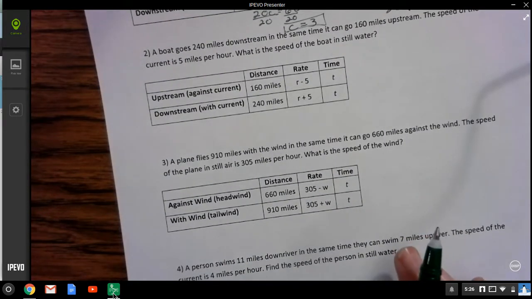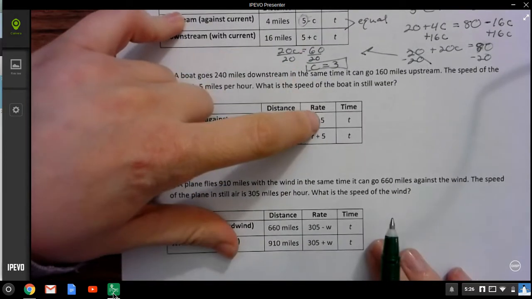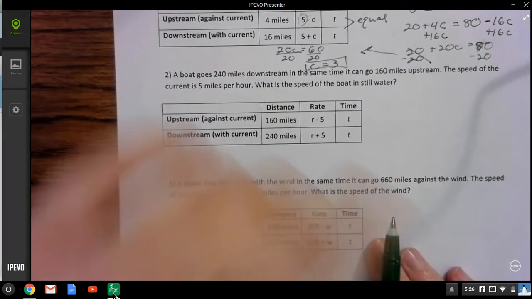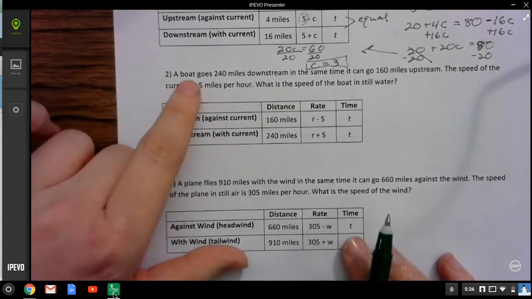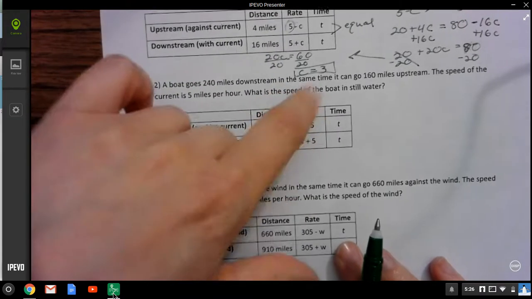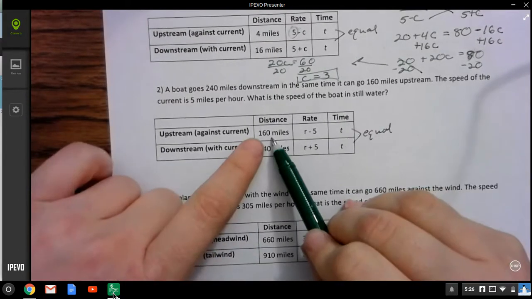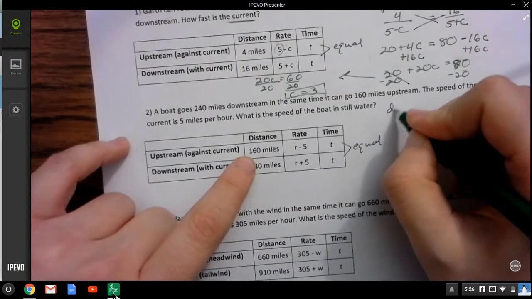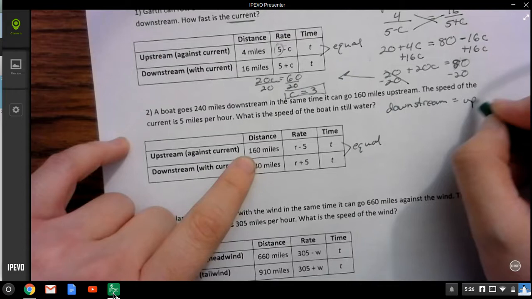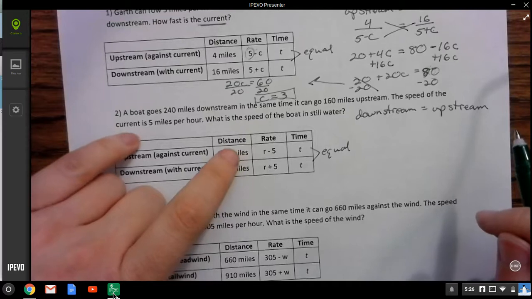All right, let's look at number 2. Kind of a similar problem, although if you look at the table, you'll notice that we know the speed of the current this time, and we're trying to find the speed of the boat in still water. So we're trying to figure out how fast the boat is trying to go. So a boat goes 240 miles downstream in the same time that it can go 160 miles upstream. So we have time downstream equals time upstream. And the speed of the current is 5 miles an hour.